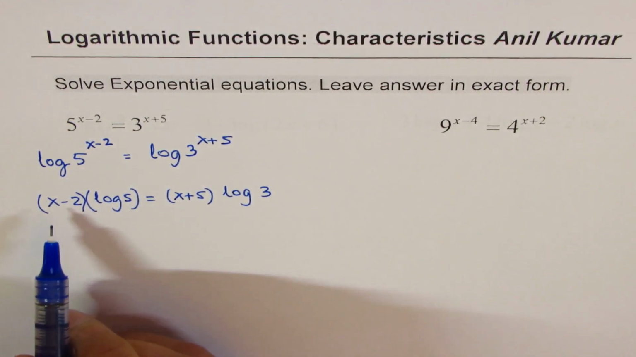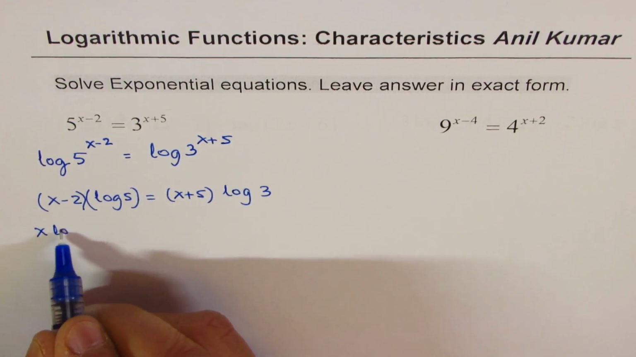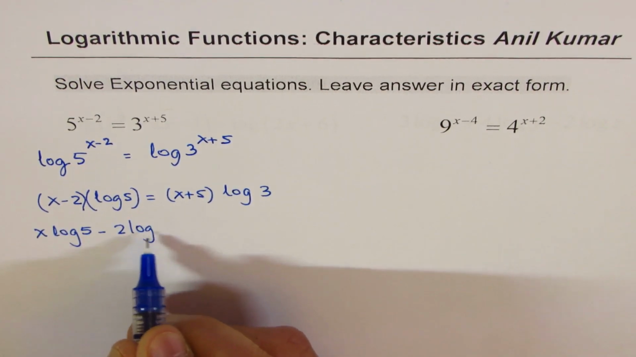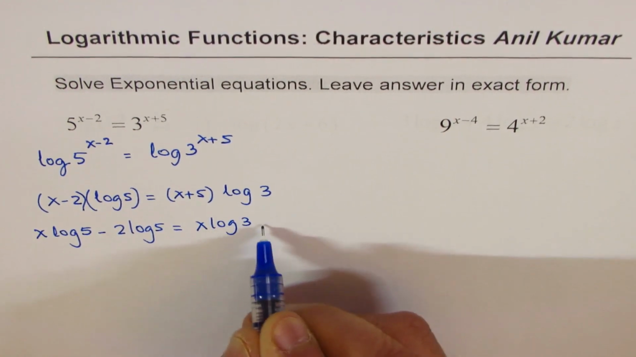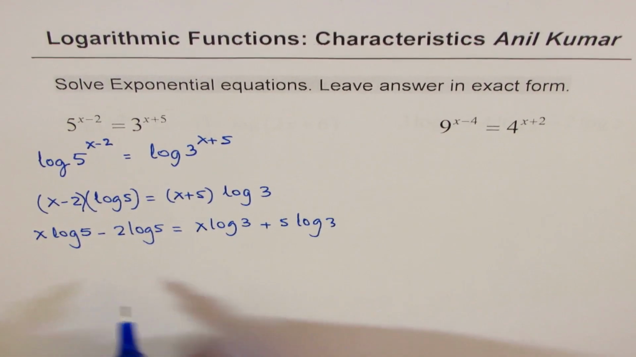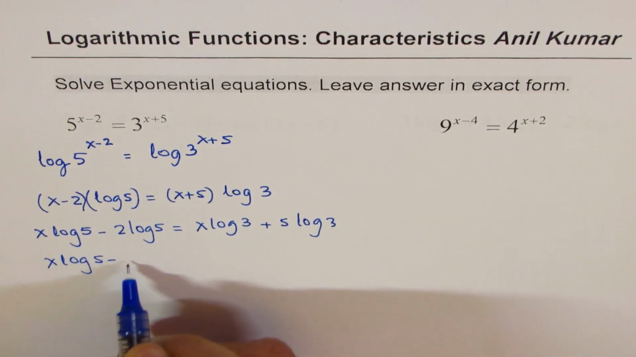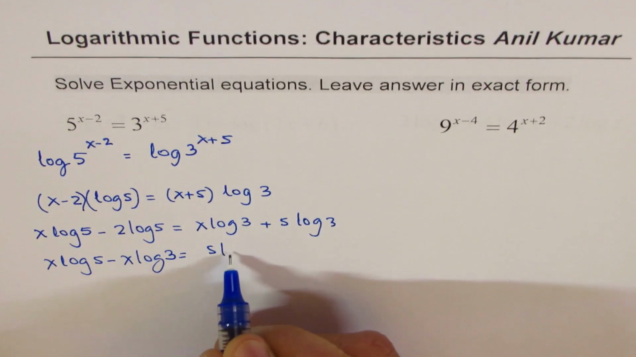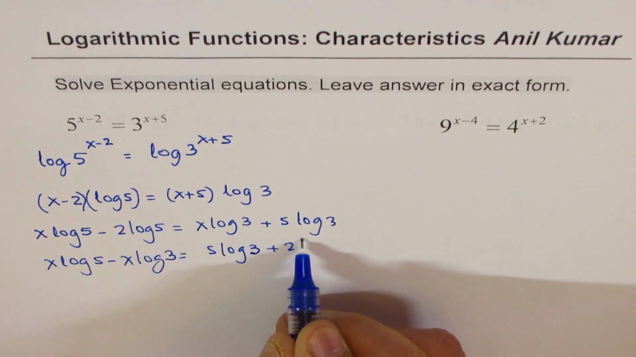So let's open the bracket and then club the x terms. So we have x log 5 minus 2 times log 5 equals x log 3 plus 5 times log 3. Bringing x terms together, we have x log 5 minus x log 3 equals 5 log 3 plus 2 log 5, right?